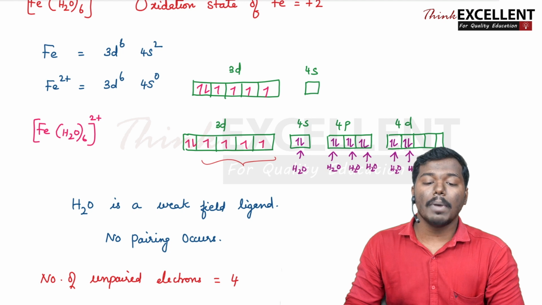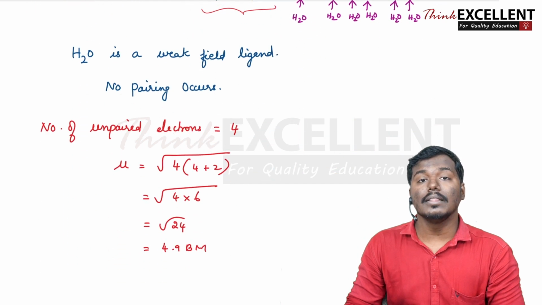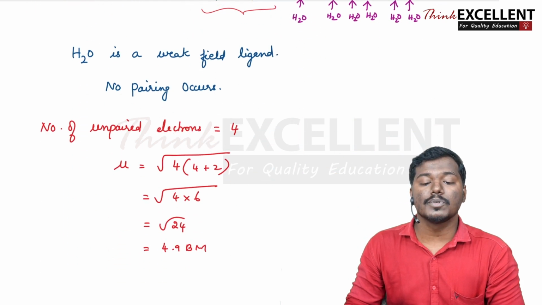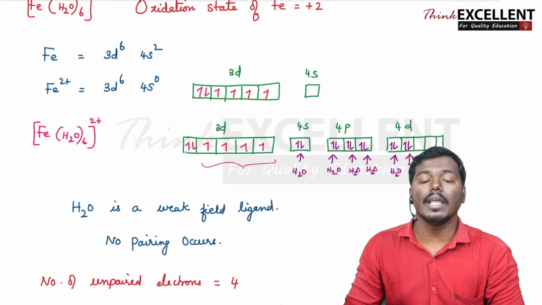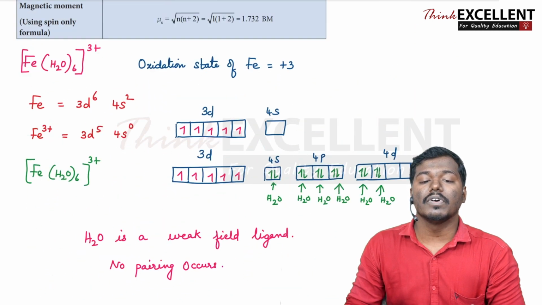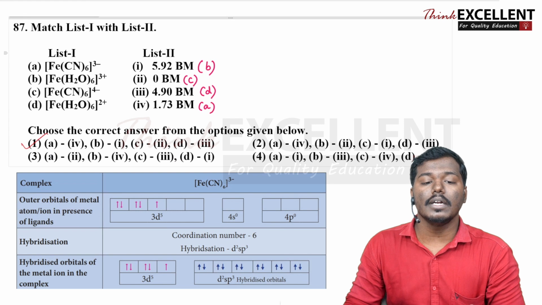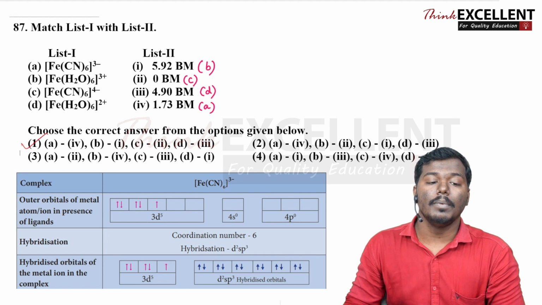So 4 unpaired electrons irukku, and when we substitute in the magnetic moment formula, you are getting 4.9 Bohr magneton. For the first complex ion you will be getting 1.73 Bohr magneton. Second complex ion, you will be getting 5.92 Bohr magneton. Third complex ion, you will be getting 0 Bohr magneton, and fourth complex ion, you will be getting 4.90 Bohr magneton. So option 1 will be the correct answer.